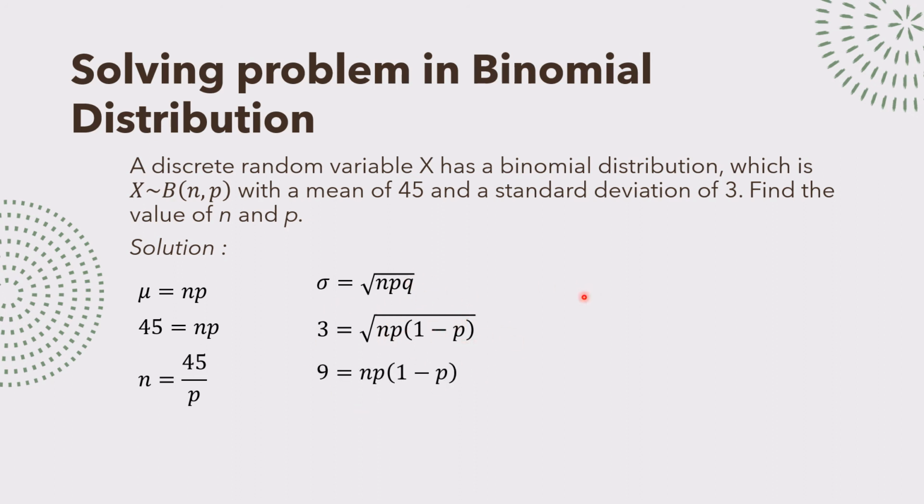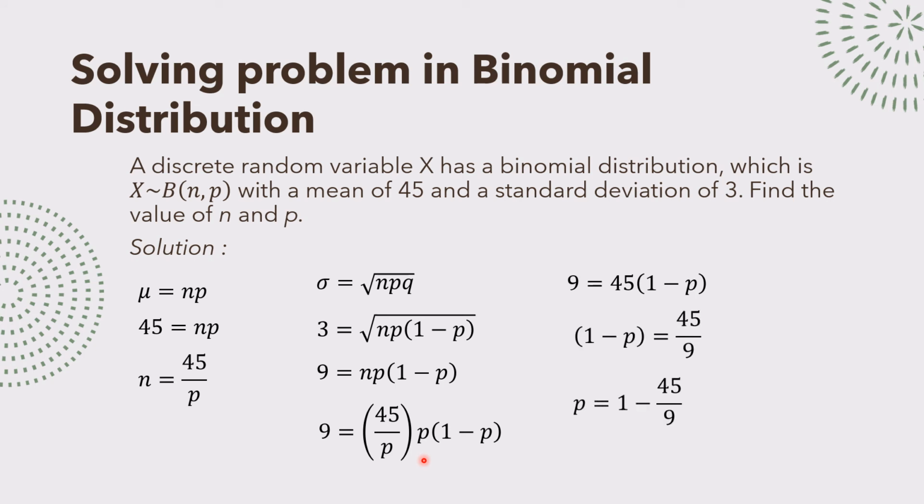Then we solve the square root. We square the 3 and you will get 9, equal to npq, which is np times 1 minus p. So you can substitute the value of n into this equation. This is actually a simultaneous equation. Substitute the value of n in terms of p, and you can solve for p, which is 4 over 5, or 0.8. When you have found the value of p, you can find the value of n, which is 45 over p. So 45 over 0.8 gives you 56.25.